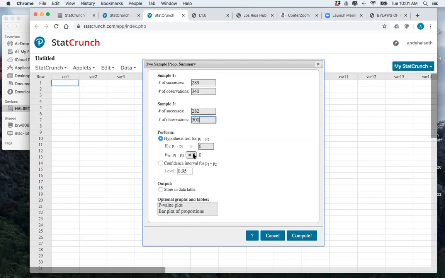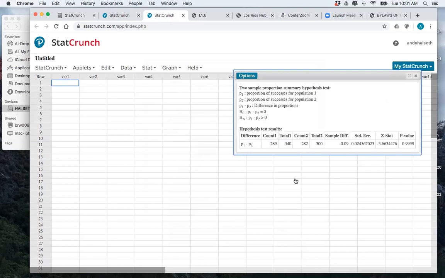And then the hypothesis, HA inequality was a greater than. So I got to worry about that, and just leave that 0. In all of chapter 8, you're leaving this 0. Okay, there's the setup. That's it. Compute it. It's going to give you your z-stat and your p-value.